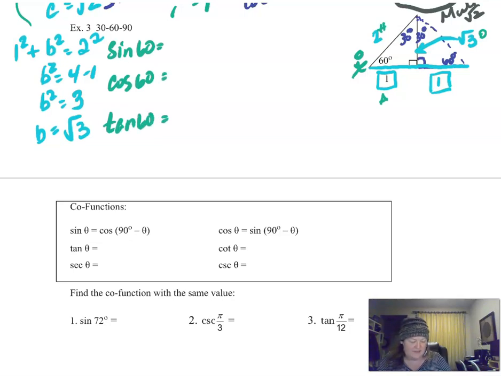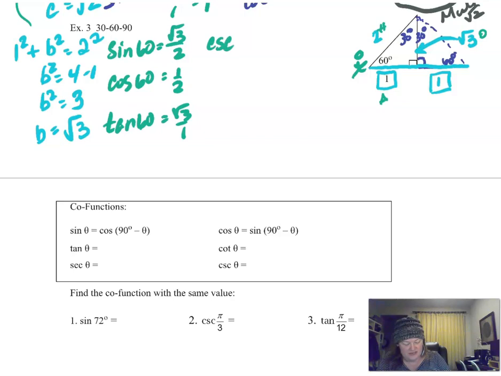And if I do sine of 60, I'm doing O over H. So that is radical 3 over 2. Cool. If I do cosine, it's going to be 1 over 2. Also cool. And if I do tangent, it's going to be O over A. That is radical 3 over 1, or just radical 3. Okay. So next step is to go and do the reciprocals.